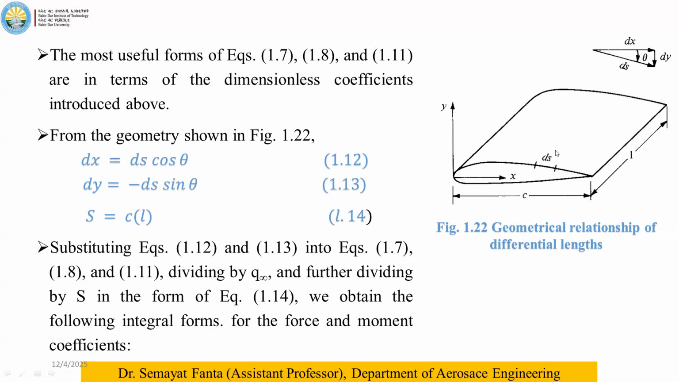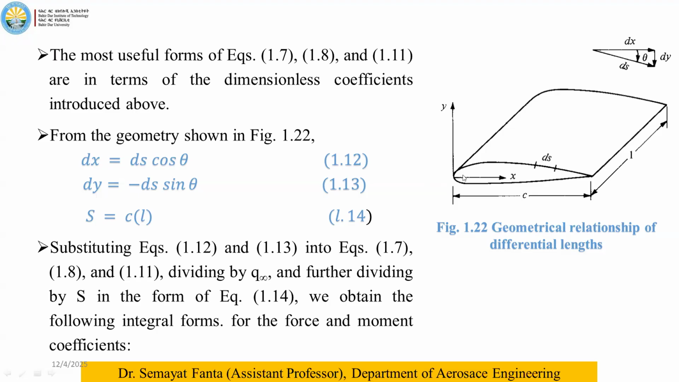If we take a small differential length ds from the wing, exactly at this point, then we can resolve it into x and y. So the differential length dx and the differential length dy are represented by dx and dy, and the angle of inclination d theta is there. So dx is equal to ds cos theta and dy is equal to minus ds sin theta are the relations.